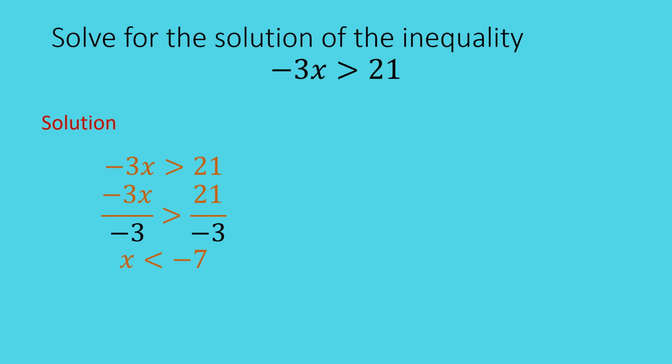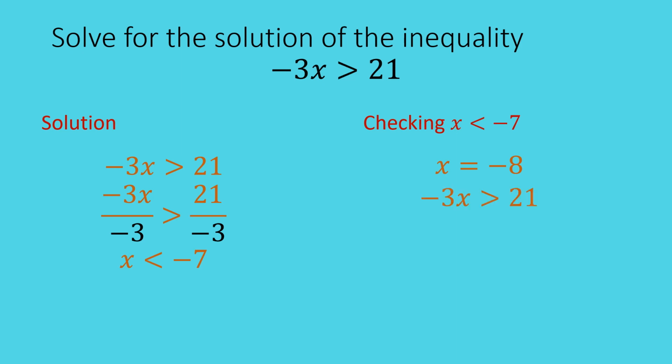As you can see, there is a flip in the inequality symbol from is greater than to is less than. The rule is that whenever we divide or multiply the inequality by a negative, the inequality symbol flips. Now let's do the checking to verify if our answer x is less than negative 7 is correct. The first integer that is less than negative 7 is negative 8.